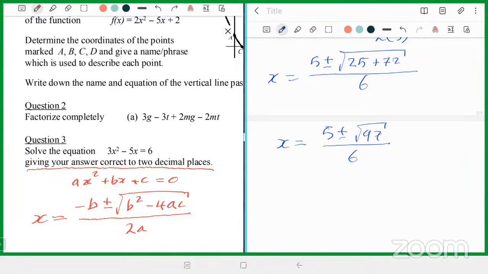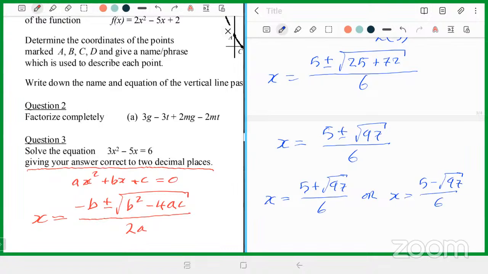Everything divided by 6. So we're going to get one of the roots, or one of the x values, one of the solution values with the plus. We're going to get the second one with the minus. So let's write them out. The first one we're going to use with the plus. So it's 5 plus root 97 divided by 6. Or the other one with the minus. x equals 5 minus root 97 divided by 6.